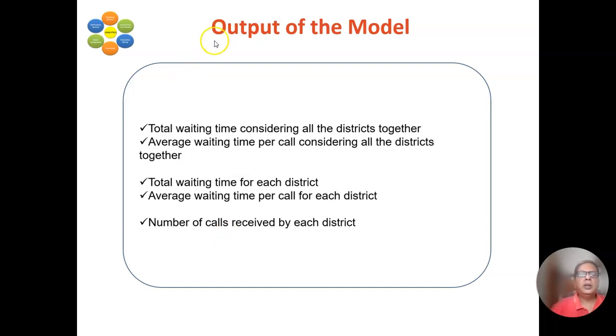As the output of the model, we get the total waiting time considering all districts together, which is the waiting time of the ambulances for a call. We also get the average waiting time per call, the total waiting time for each district, the average waiting time per call for each district, and the number of calls received by each district.